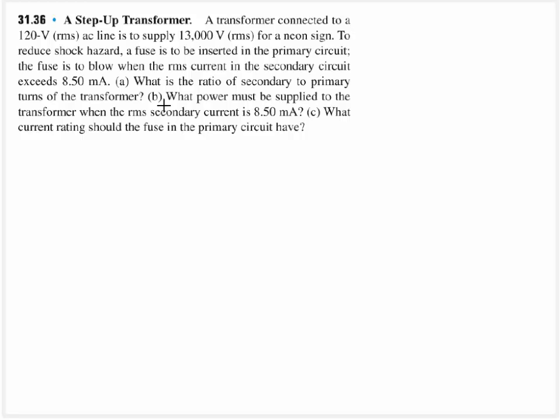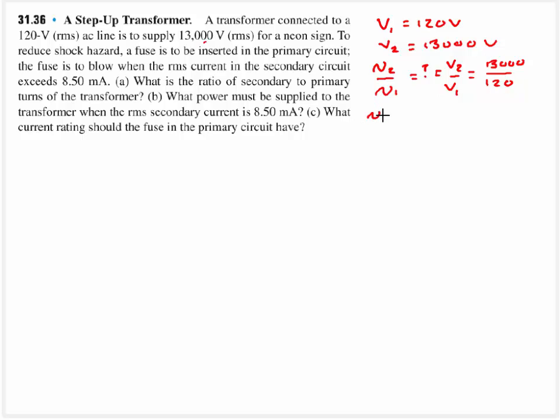Okay, some solved problems for chapter 31. Here we have a step-up transformer where we essentially have some household voltage of 120 volts. It's connected to a neon sign that's running 13,000 volts, fairly typical for a neon sign. And we're asked for what is the ratio of the secondary to primary coils. So what is that going to be equal to? Well, that's just going to be the secondary voltage divided by the primary voltage, or 13,000 volts divided by 120 volts.